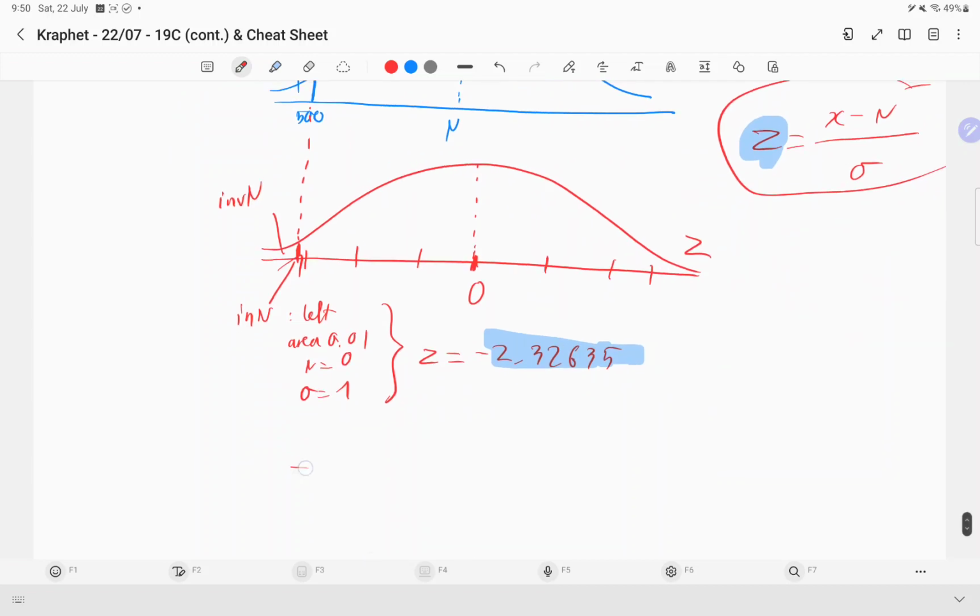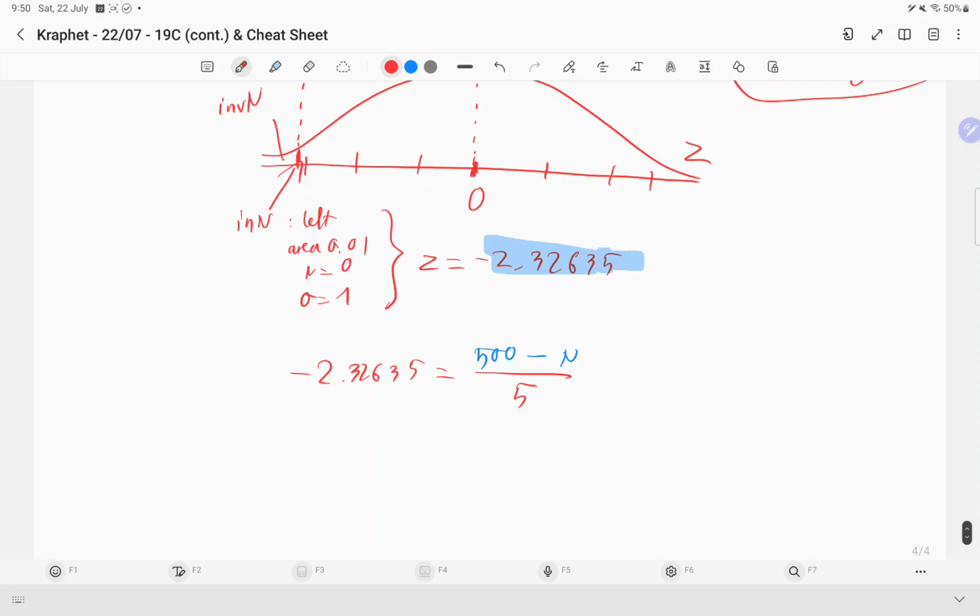So now we've got negative 2.32635 equals the Z value corresponding to the X value of 500. The mean is unknown, and the standard deviation is 5. Does it make sense? Then you rearrange and find the mean. That's it. So the mean would be 500 minus 5 times negative 2.32635.